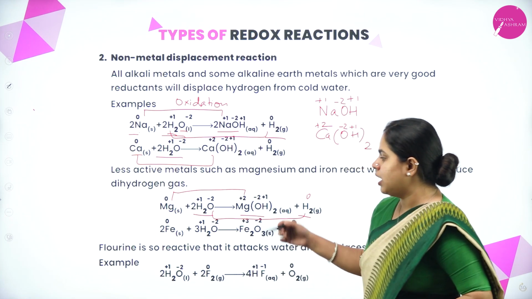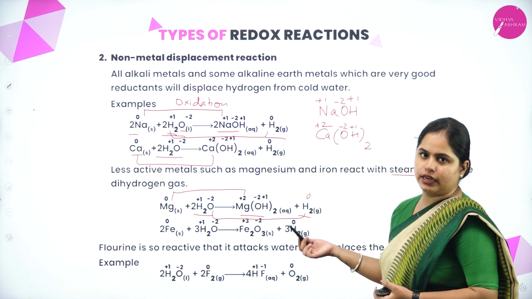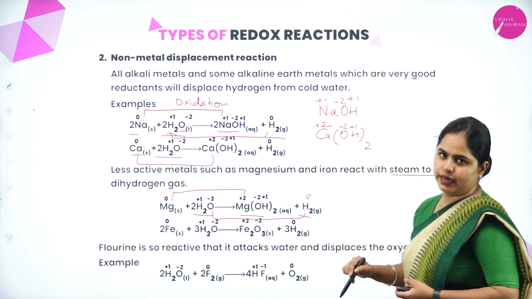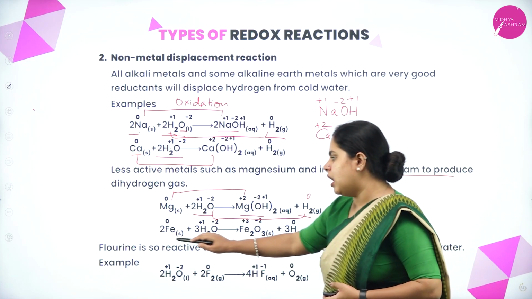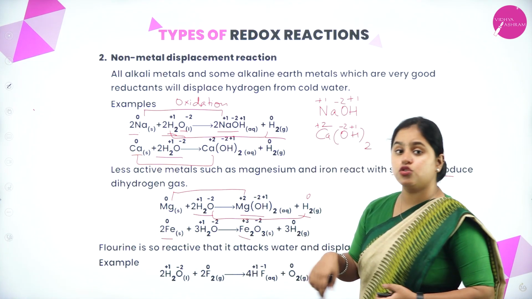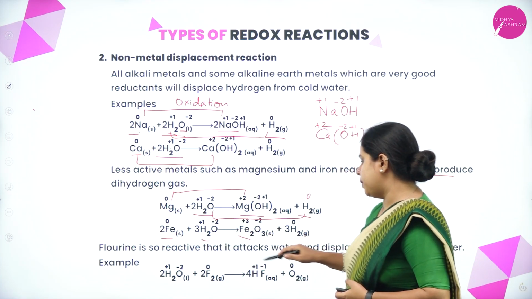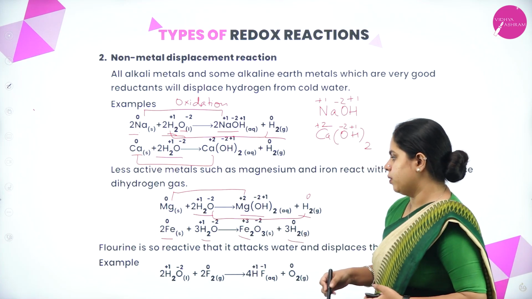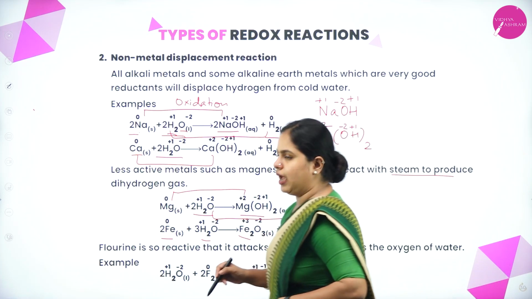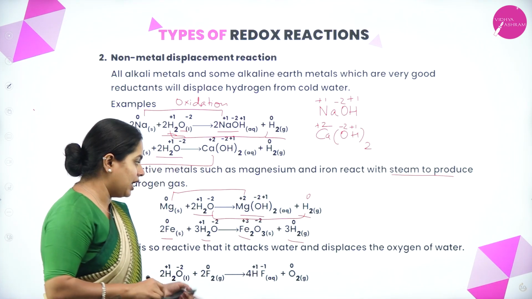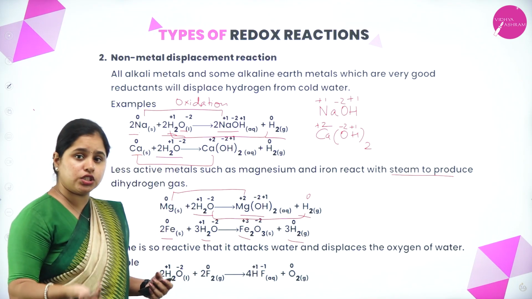Hydrogen has reduced. And next example, iron plus water gives Fe2O3, and hydrogen gas is liberated. Here also iron from 0 has increased to +3. Oxidation is taking place, and hydrogen from +1 has reduced to 0. Reduction. Fluorine is so reactive that it attacks water and displaces the oxygen of water.